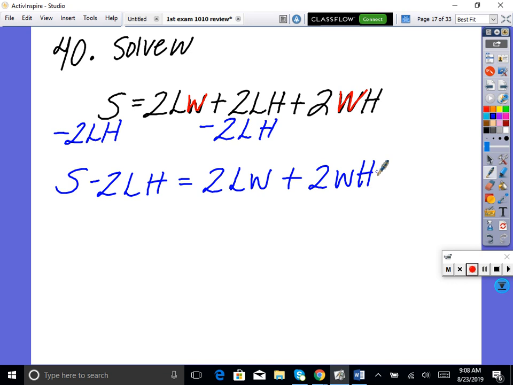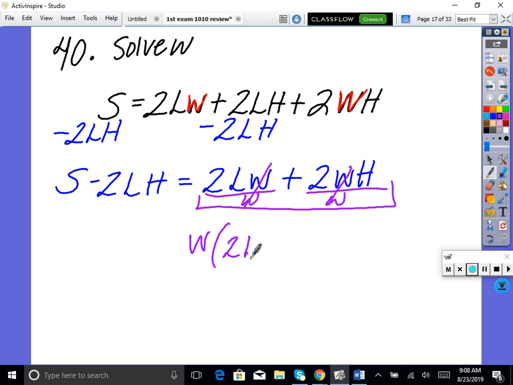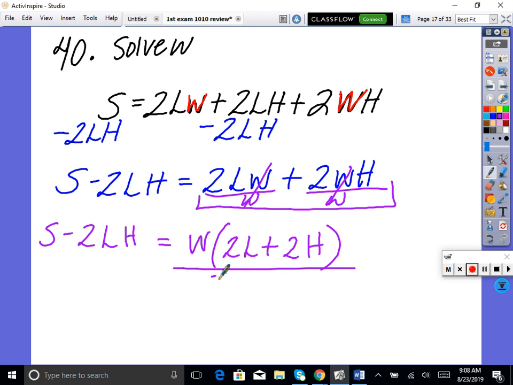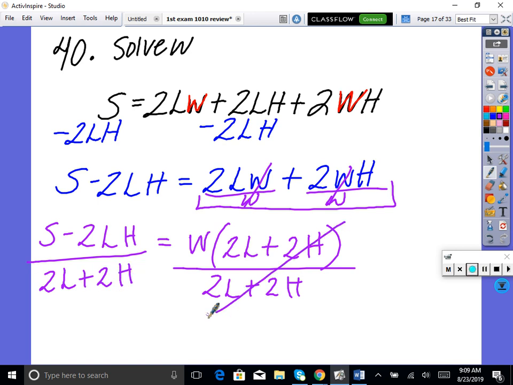Now remember, at this point, we can factor out our w. So I pull out the w, and left in this term is 2l plus 2h. So divide both sides by 2l plus 2h. And w is all by itself, so we would be done at this point.